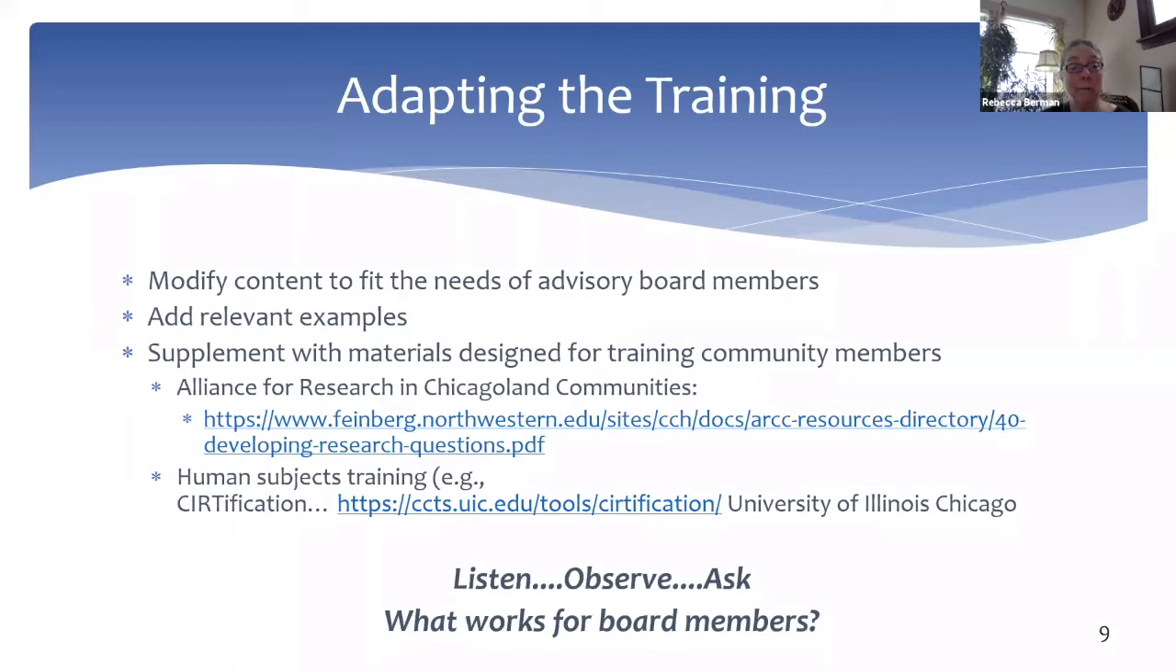And if your board members have the interest and the fortitude to learn more, feel free to beef it up and add more things. You can add relevant examples that fit the focus of the board, that fit the experience of the members and the population they represent. You can supplement with other training resources. For example, the Alliance for Research in Chicagoland Communities has some really nice slide presentations and videos on topics such as developing a research question.